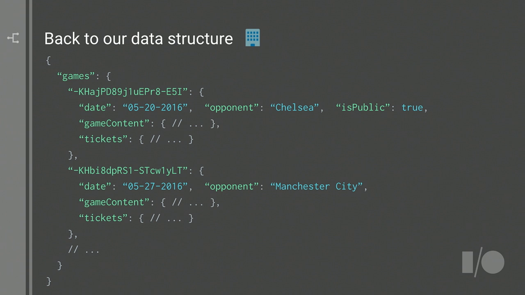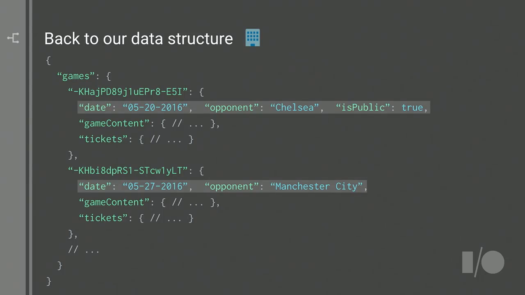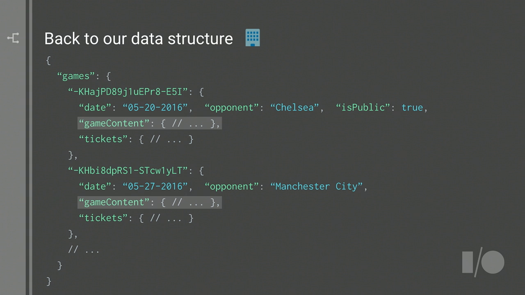So this is good, except for the fact that the data we store in the games node is actually such that we want different access levels for different pieces of data. For this top field, the date, the opponent, and the isPublic flags, that should always be publicly readable by everybody. There's no reason that people shouldn't be able to look at the date, the opponent, and the isPublic flag. Whereas the game content, we know we only want ticketed customers to actually be able to see this, or see it if it is public.